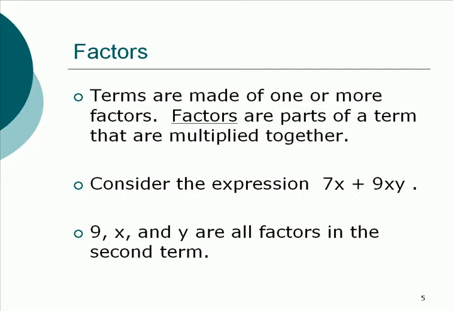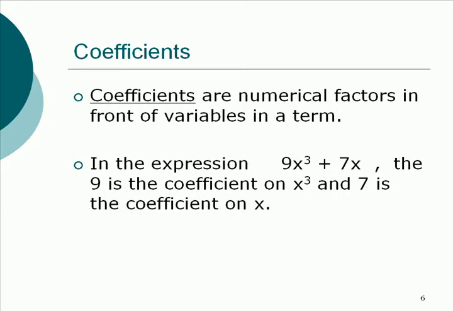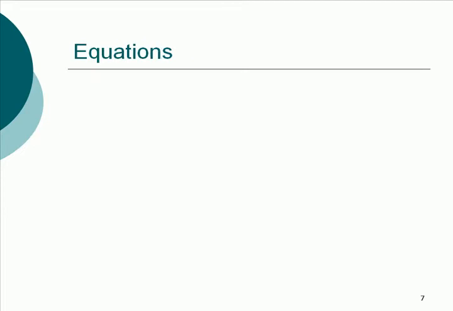But there are certain kind of factors that have got a special name. Coefficients. Coefficient is basically a numerical factor that's in front of a variable in some term. So for example, if we have 9x cubed plus 7x, the 9 is the coefficient on x cubed, and 7 is the coefficient on x. If there was a number added on to the end of that, we would simply call it a constant instead of a coefficient.